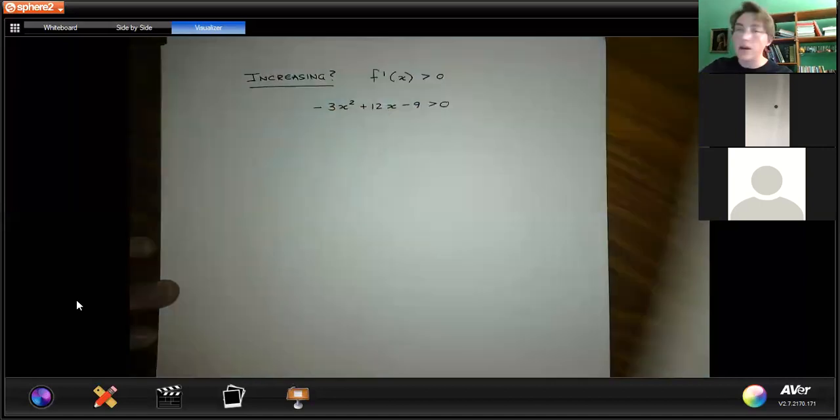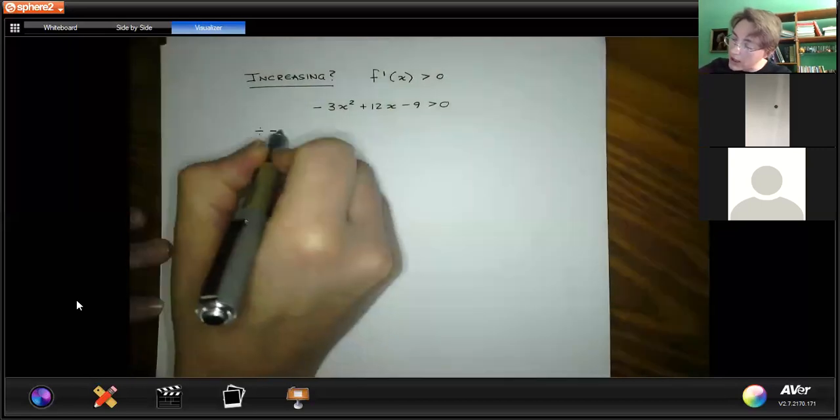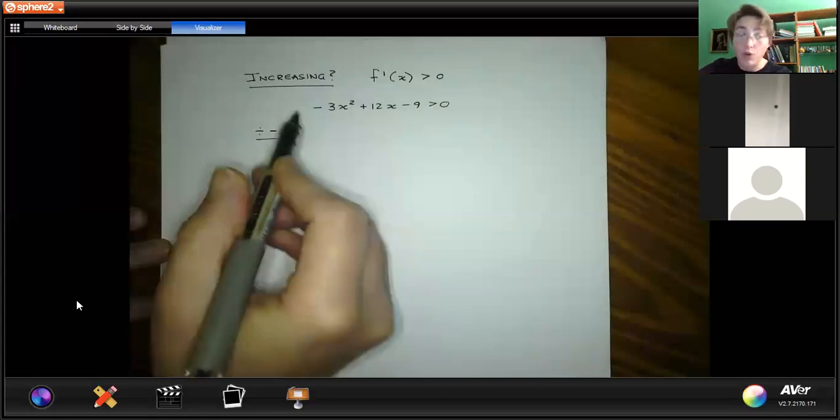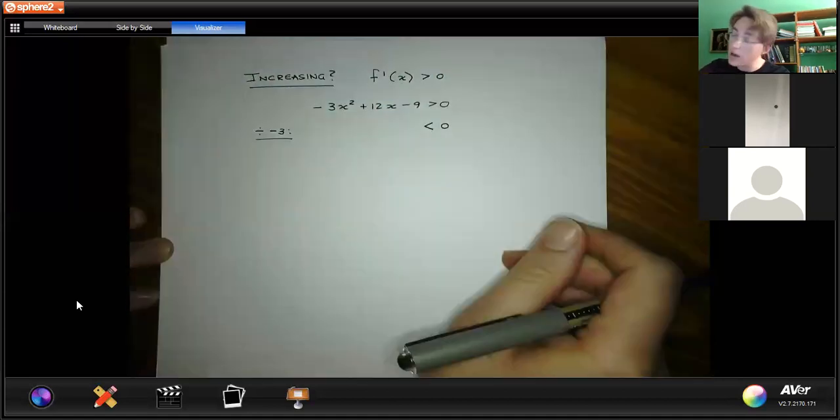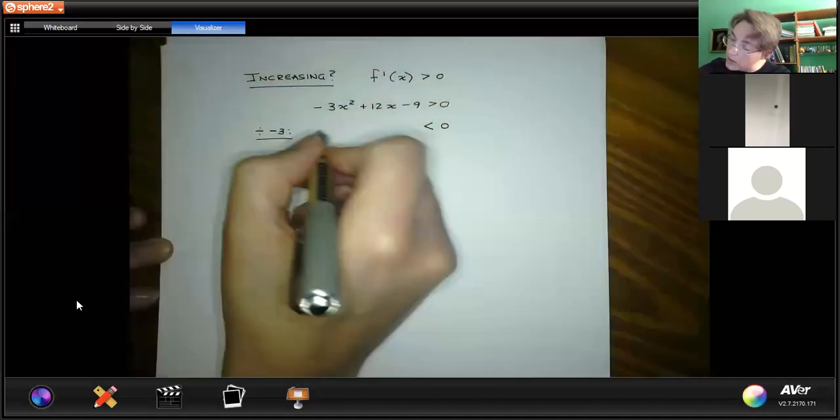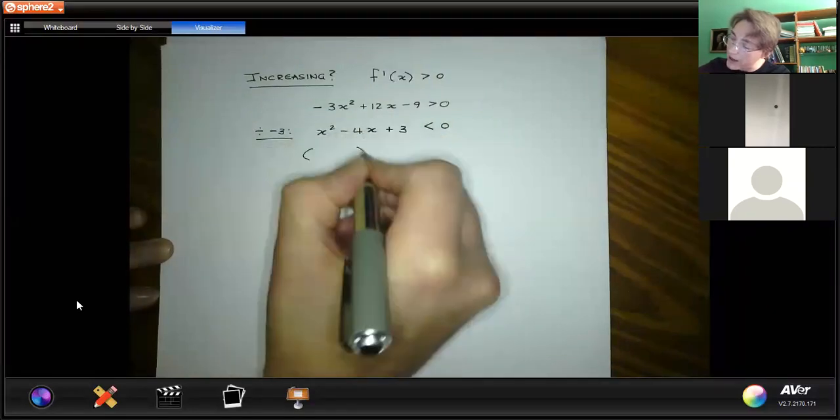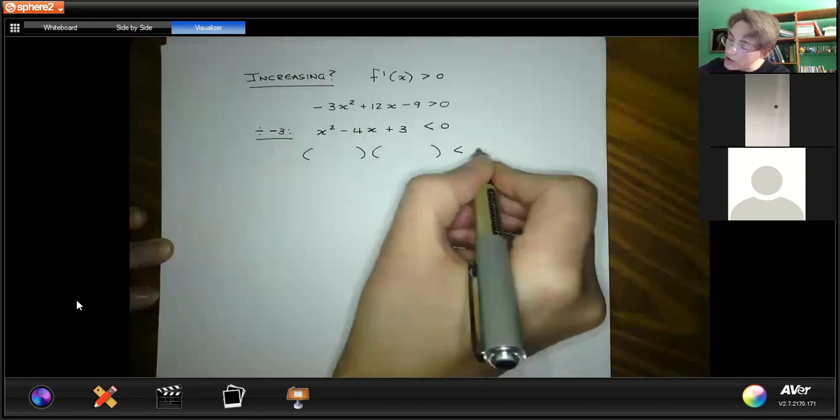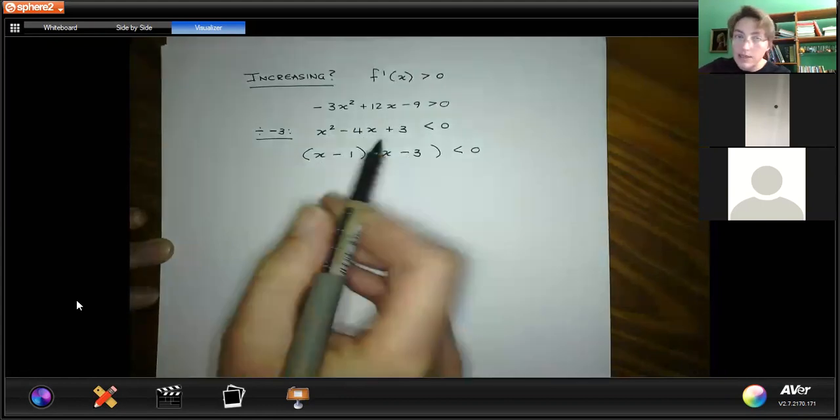Now, this is obviously a quadratic inequality, so careful with your quadratic inequalities. I know we haven't done a lot of them since grade 11, but hopefully you can still remember. The first thing I'm going to do is divide by -3. Careful, if you divide by a negative or multiply by a negative, the sign needs to change. This is then going to be x squared minus 4x plus 3. Now I'm going to factorize to get the critical values, which is x minus 1 and x minus 3. So my critical values are at 1 and at 3.